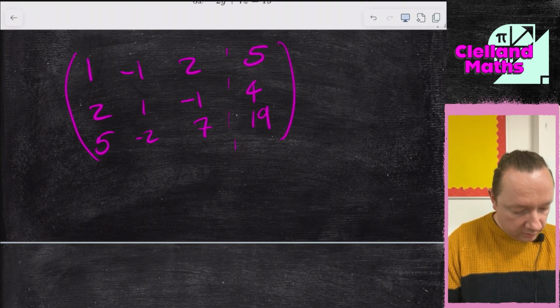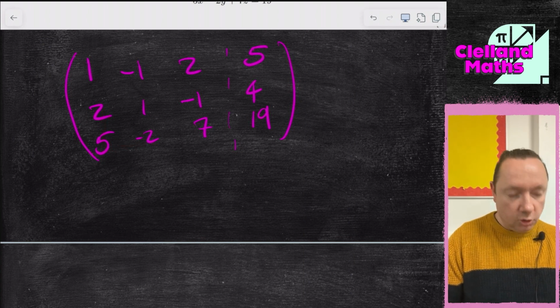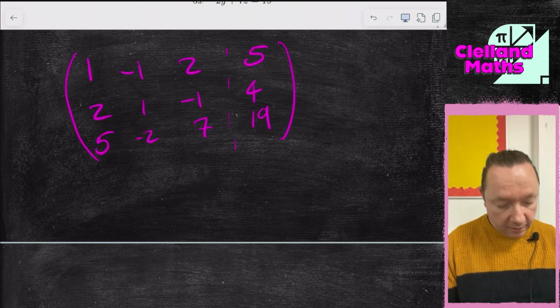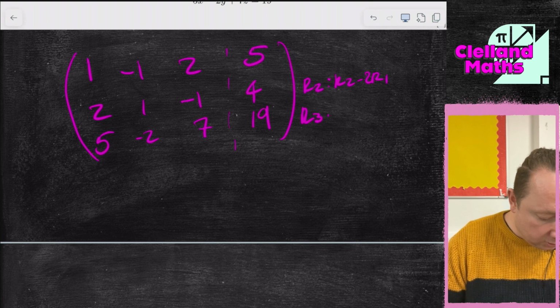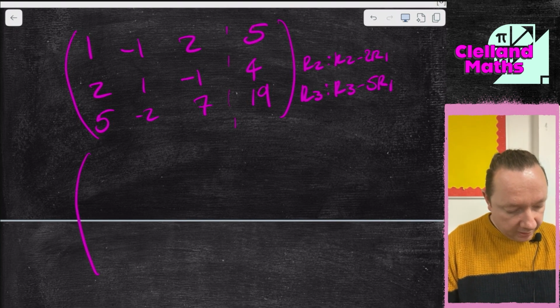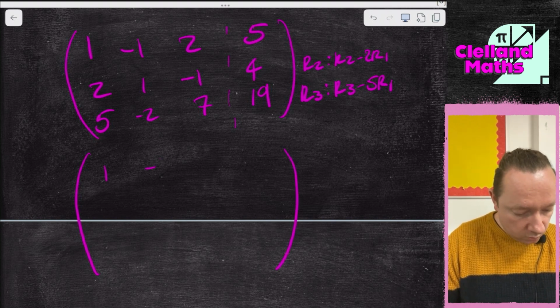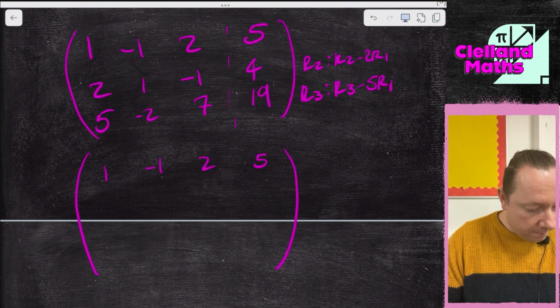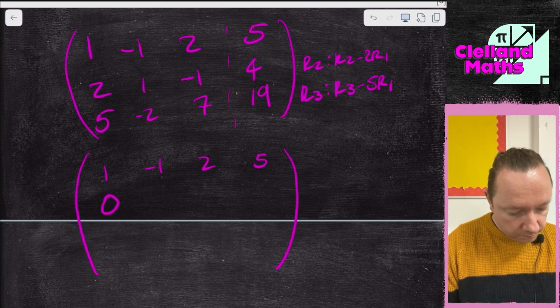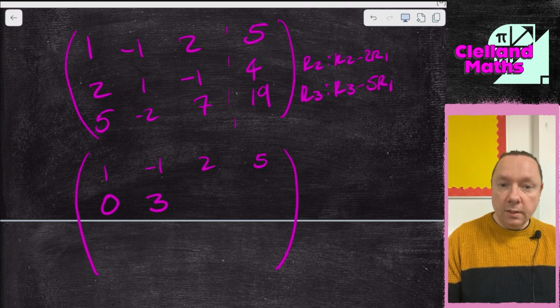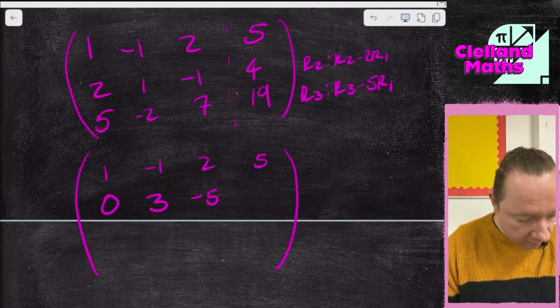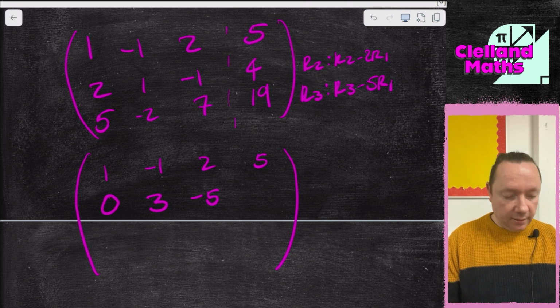So remember the goal here is to get zeros in this position. So I usually do row 2 and row 3 at the same time. So my row 2 is going to become row 2 minus 2 row 1, and my row 3 is going to become my row 3 minus 5 row 1s. So being very careful, 1, minus 1, 2 and 5 is fixed. Then 2 minus 2 is 0. 1 minus minus 2 is 1 plus 2 is 3. Minus 1 minus 4 is minus 5. And then 4 minus 10 is minus 6.